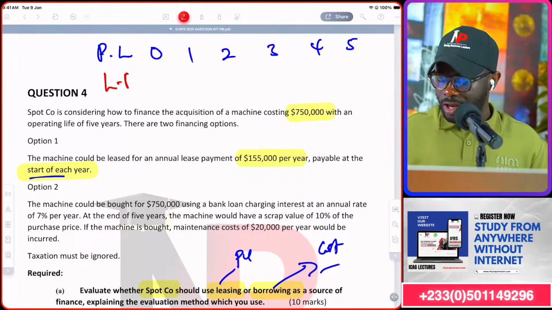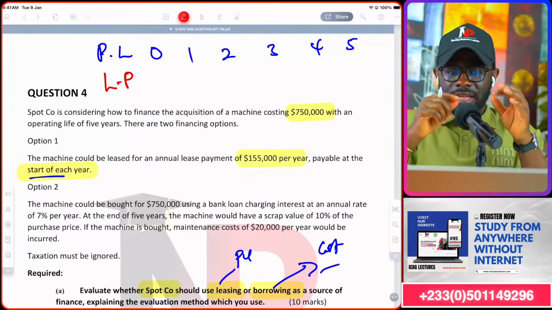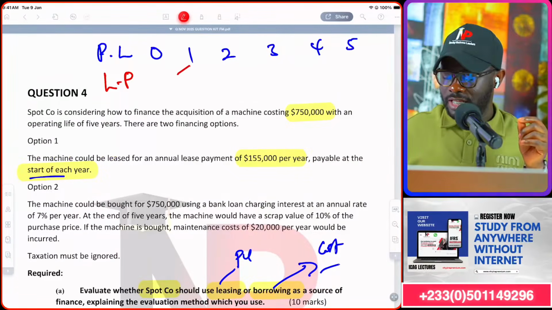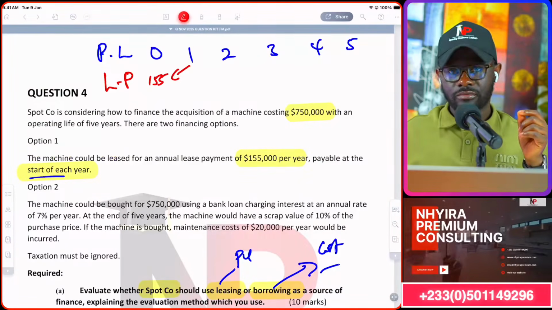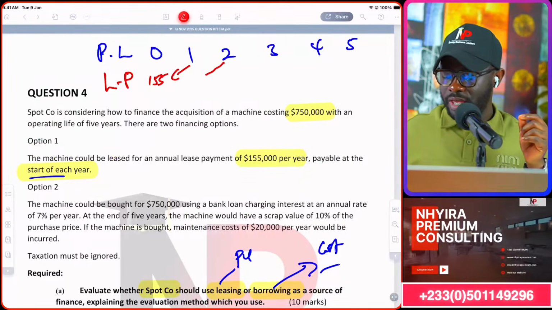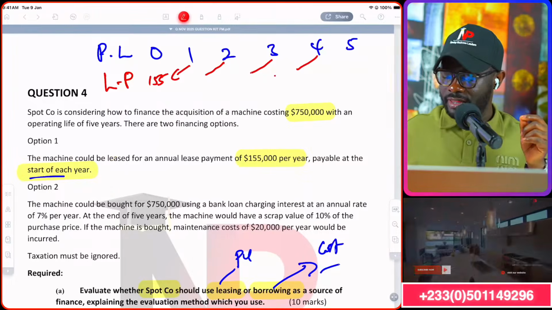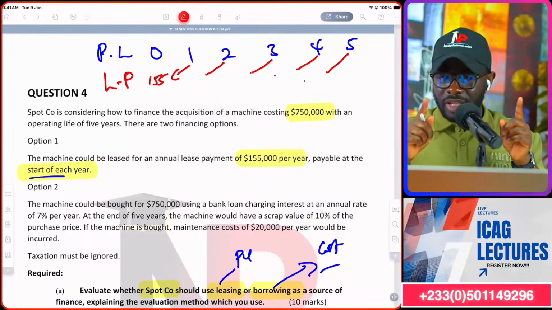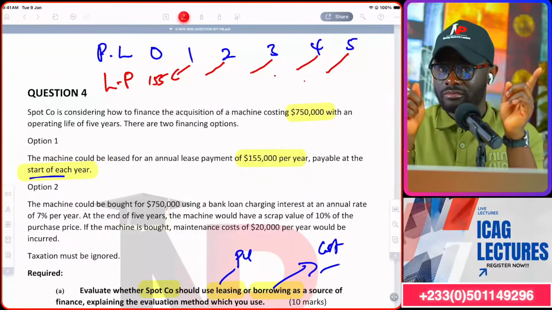So this is LP, the lease payment. The lease payment is payable at the start of each year. So year 1's lease payment should be made available in year 0. Year 2 will be in year 1. Year 3 will be in year 2. Year 4 will be in year 3. Year 5 will be in year 4. What does that mean? It's so you can get your discount factor well.